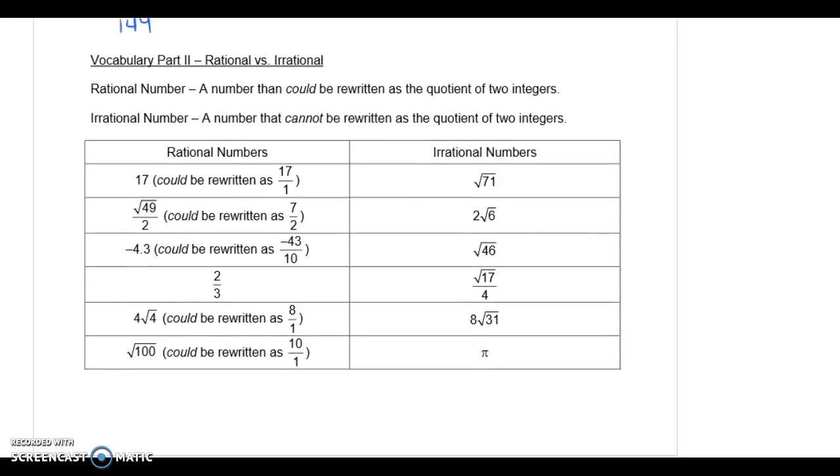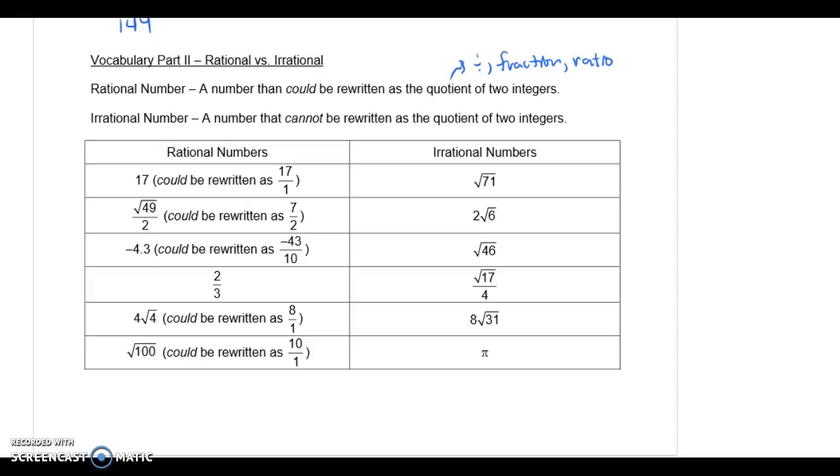So the point of that, though, is to take a look at what are called rational numbers versus irrational numbers. A rational number, by definition, is a number that can be written as the quotient of two integers. So quotient meaning division, fraction, ratio, all equivalent.